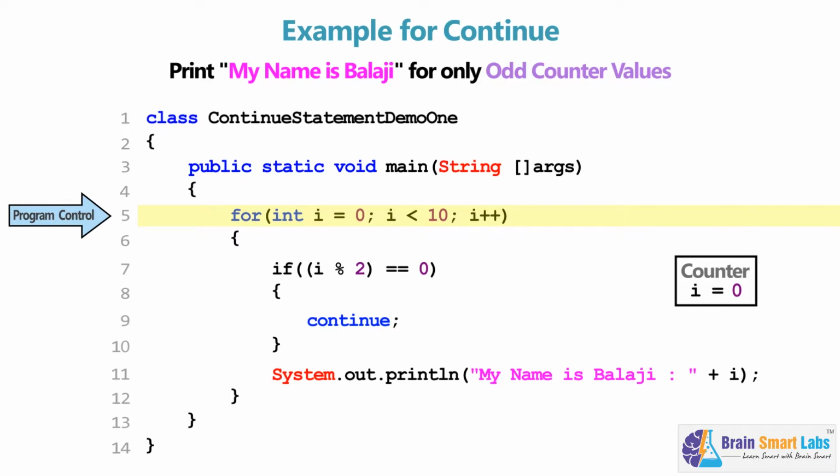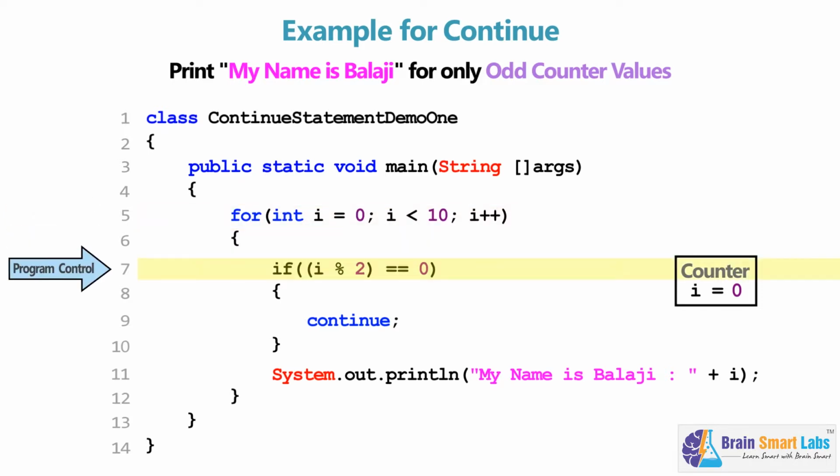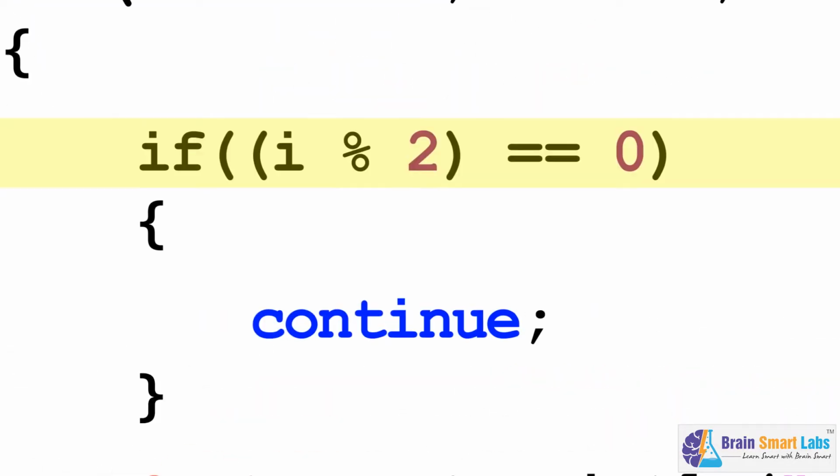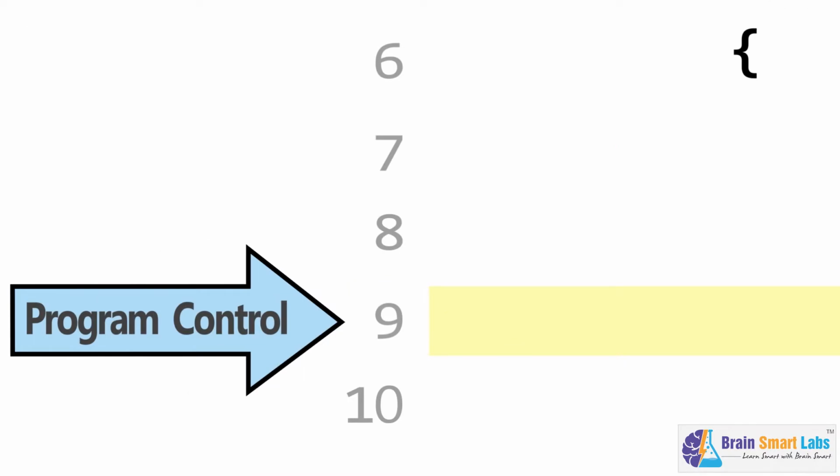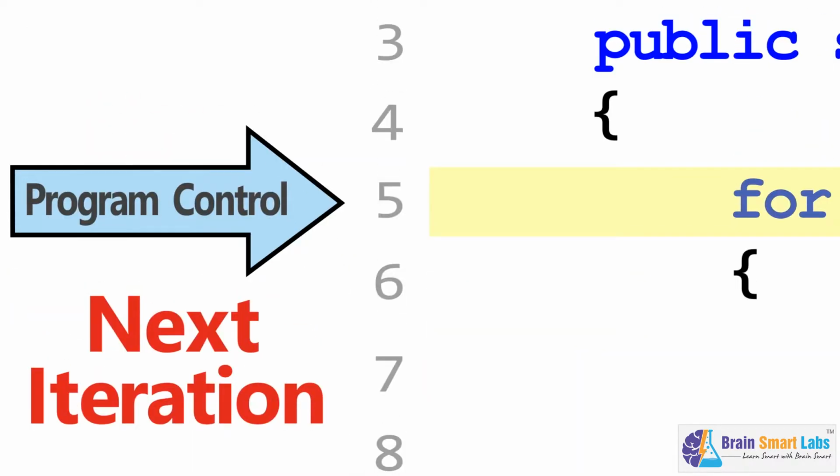The program control when reaches line number 7 checks for the condition: is the current value of the counter even or odd. If the counter value turns out to be even, the program control reaches the continue statement present in line number 9, and here as per the definition, the program control shifts to line number 5 for it to proceed with the next iteration.